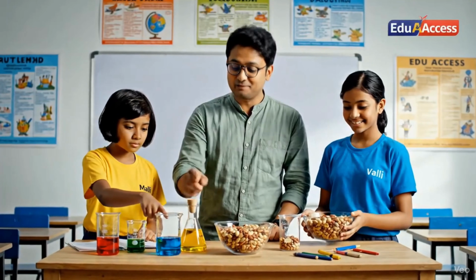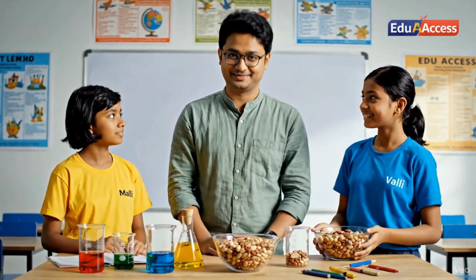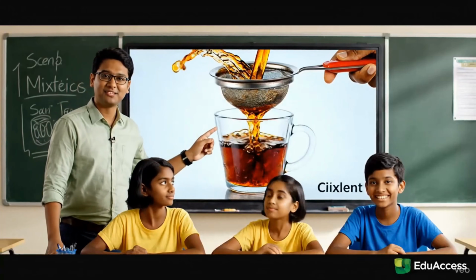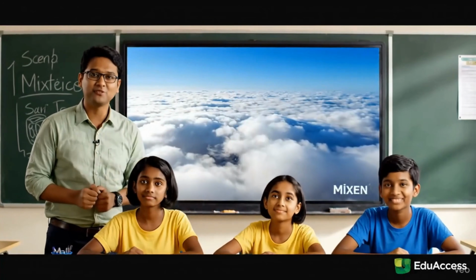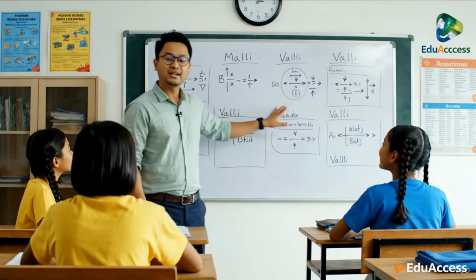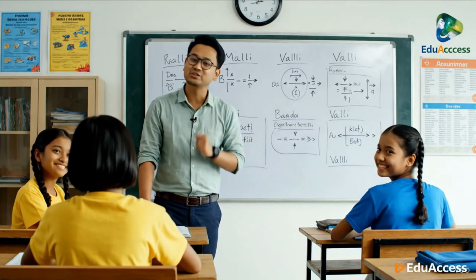So, sir, mixtures can look different depending on how substances combine? Exactly. And that's why we need different methods to separate them. Mixtures are found everywhere. In food, clothes, air, and even in water. As you can see from these examples, mixtures are all around us, from the tea we drink to the cement we build with. Remember, in a mixture, substances do not change. They just stay together physically.